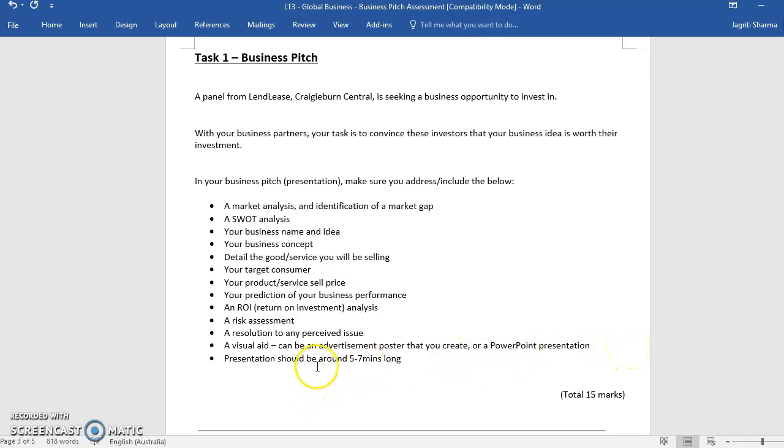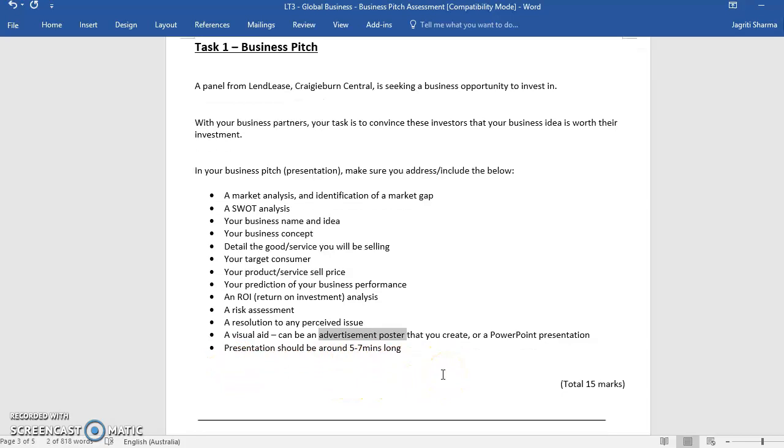Now, for marketing purposes, you have to create an advertisement poster as well. This is in addition to your PowerPoint presentation. I'm going to discuss marketing strategies next week as well, so that's when you can make the advertisement poster. That's how you can advertise your product. The presentation should be around 5 to 7 minutes long, so it has to be 5 to 7 minutes.